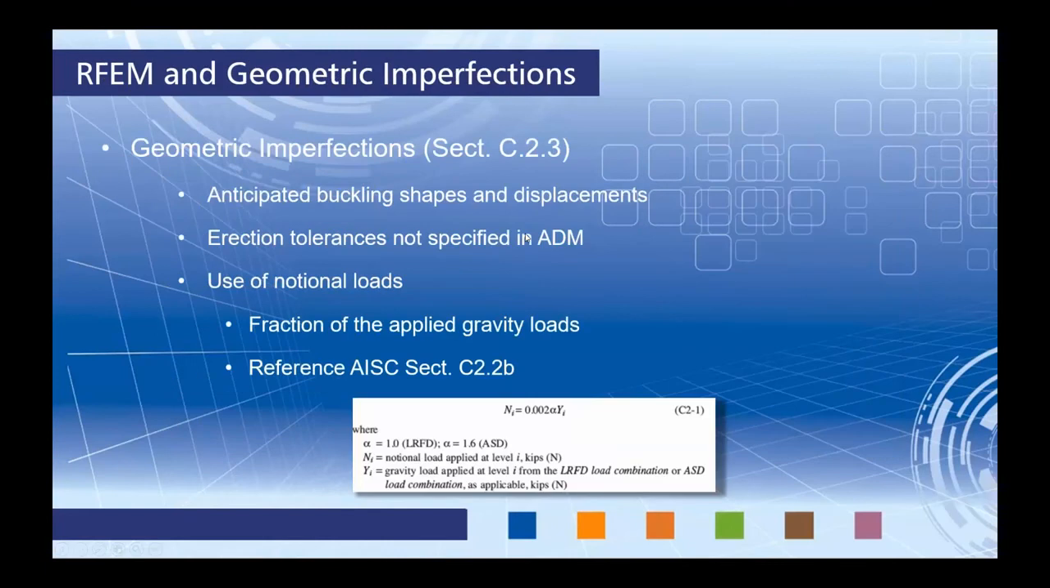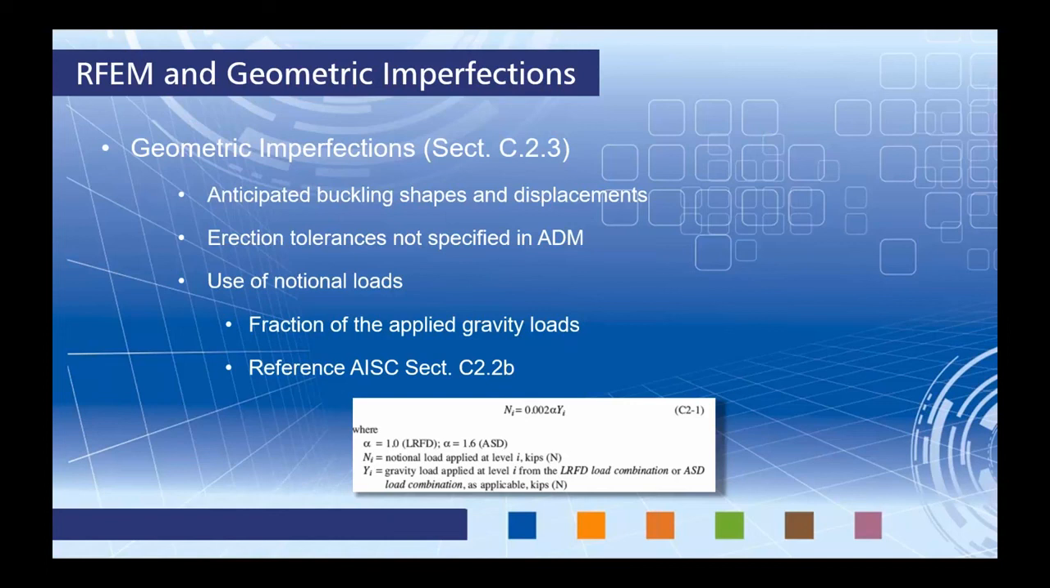Now, to move on to geometric imperfections, this comes from section C.2.3. Geometric imperfections are there to anticipate buckling shapes and displacements of our structure. Now, erection tolerances are not specified in the ADM, and it's really up to you as the designer to determine what those erection tolerances should be. But the ADM goes on to explain that you can use notional loads to account for these geometric imperfections, and how you do this is with a fraction of the applied gravity loads.